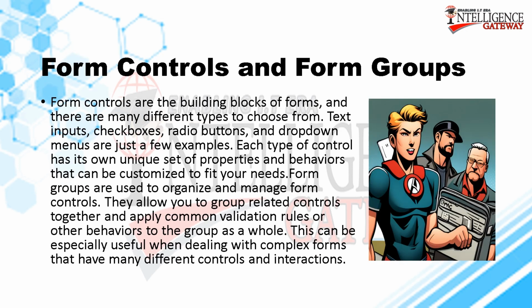Form controls and form groups. Form controls are the building blocks of forms, and there are many different types to choose from. Text inputs, checkboxes, radio buttons, and drop-down menus are just a few examples. Each type of control has its own unique set of properties and behaviors that can be customized to fit your needs. Form groups are used to organize and manage form controls. They allow you to group related controls together and apply common validation rules or other behaviors to the group as a whole. This can be especially useful when dealing with complex forms that have many different controls and interactions.